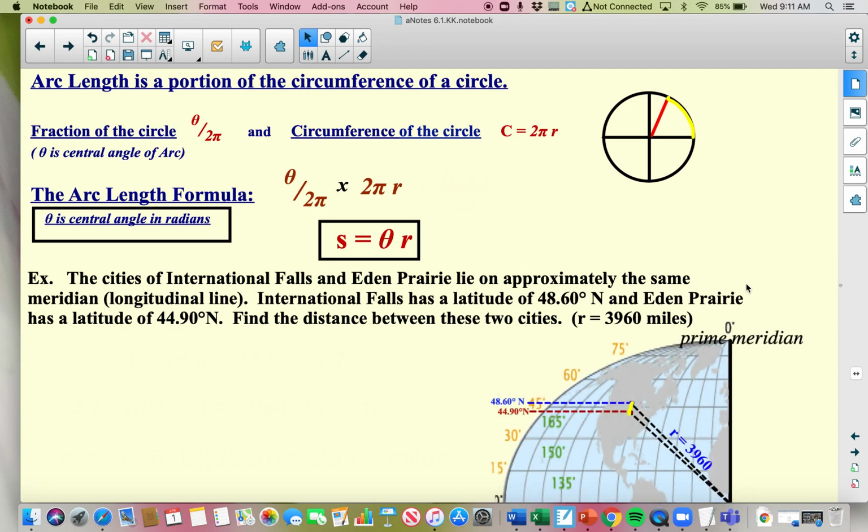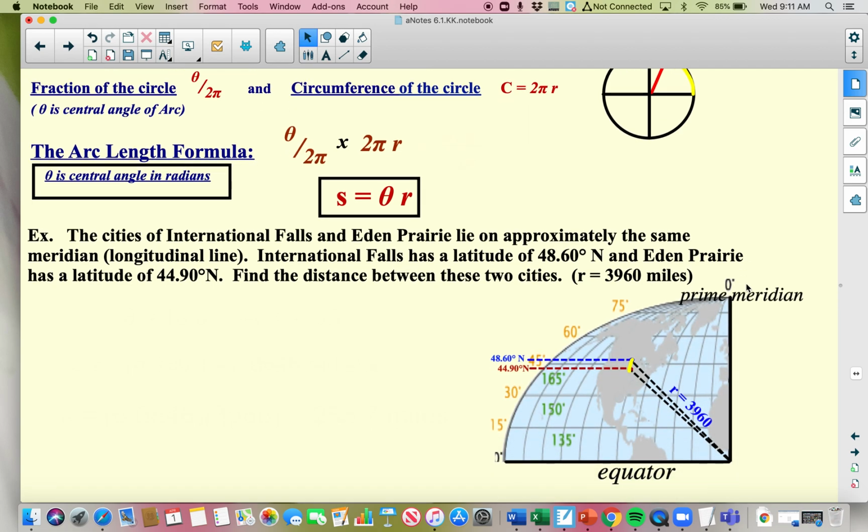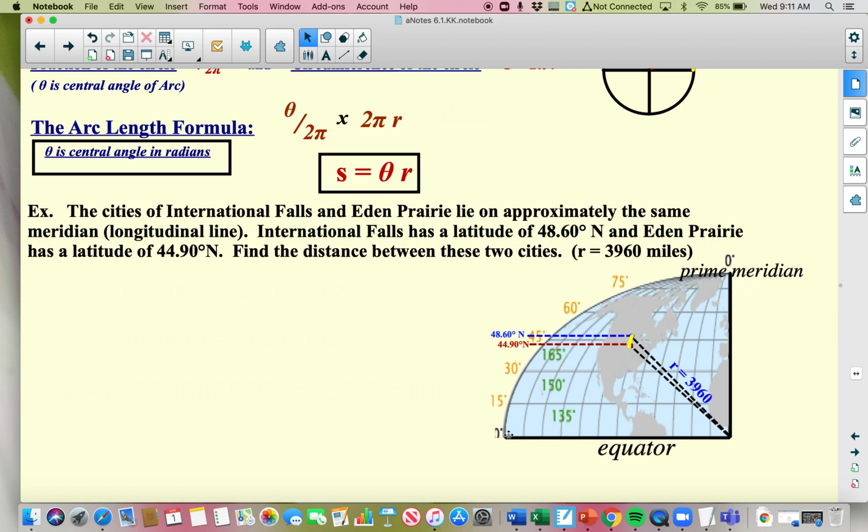Okay, I wouldn't expect you to visualize this. So here's a picture. Here's your equator. You can see where International Falls and Eden Prairie are, kind of on this tiny little map, right? And then again, the radius, so that would be from the center, the middle of our world here, to either of those cities, is 3,960.